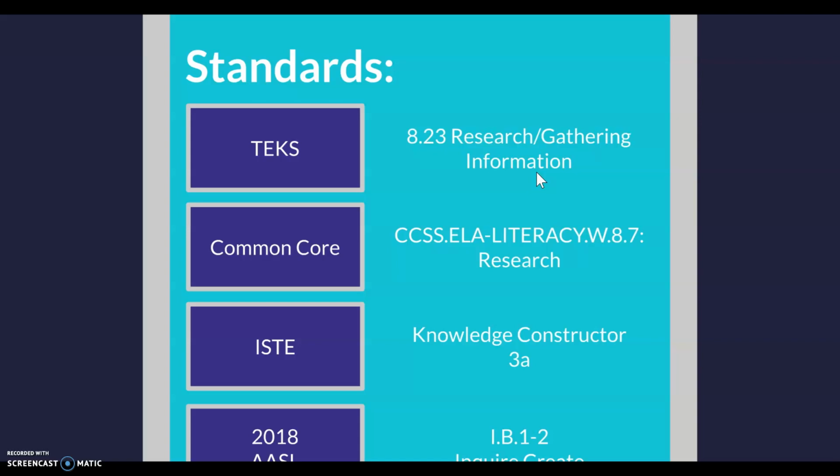Your ISTE standard, which is your technology standard, is all about becoming a knowledge constructor. You're going to plan and employ effective research strategies to locate information and other sources. And then finally, you have your AASL standard, which is a library standard, and those are going to require you to inquire and create something. So you're going to engage with new knowledge by using evidence to investigate questions and to devise and implement a plan to fill in your knowledge gaps. So that starts our pathway for knowledge and sets us on our way for why we're doing what we're doing.